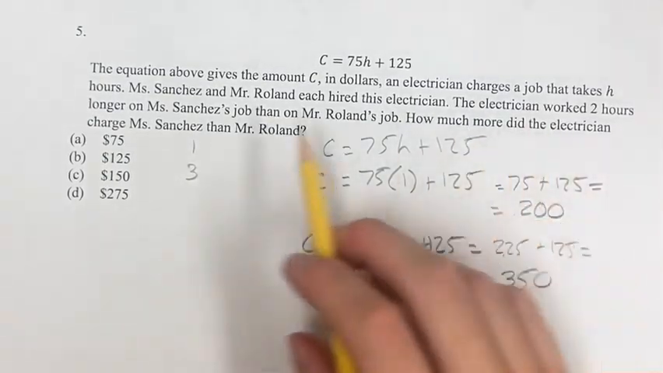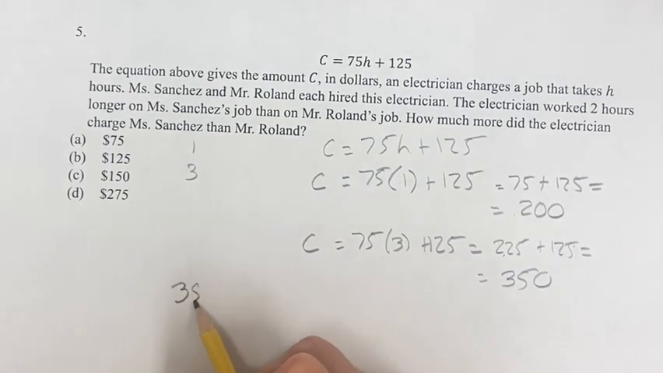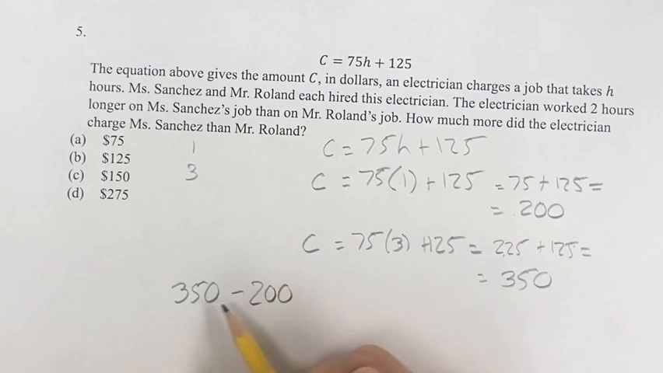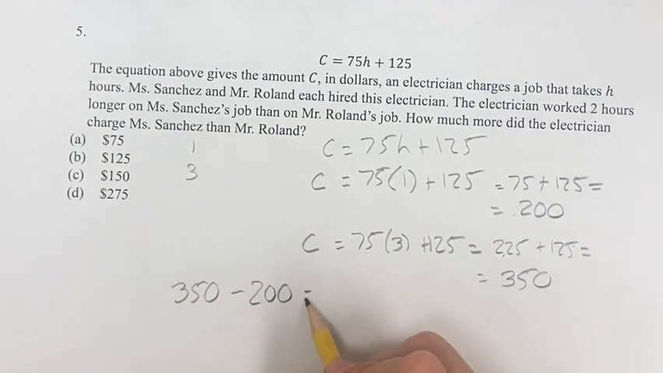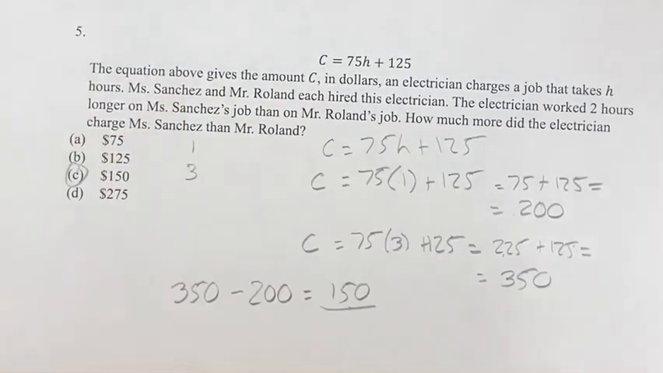How much more did the electrician charge Mrs. Sanchez than Mr. Roland? That difference is going to be $350 minus 200, the difference between the two prices of their jobs, which is $150. So the electrician charged Mrs. Sanchez $150 more, which means that C is going to be your final answer.